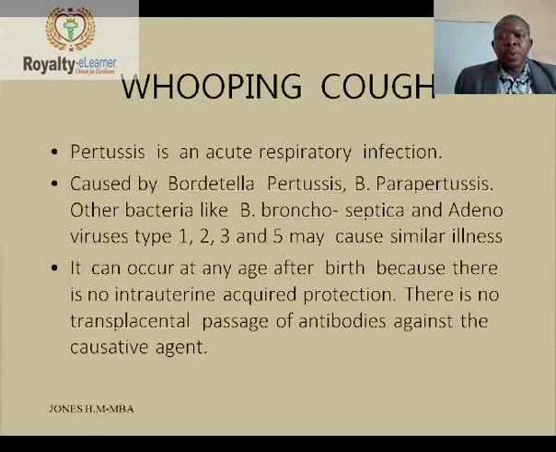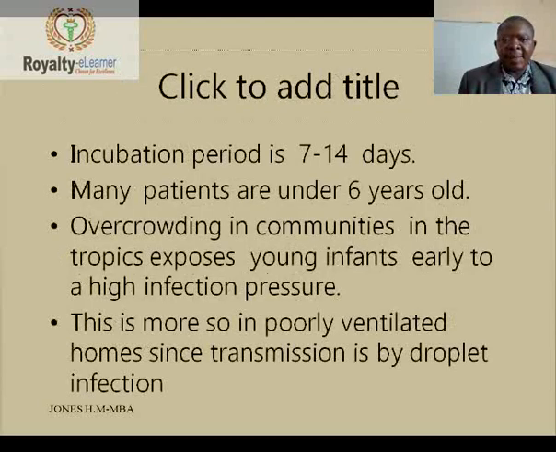So pertussis, also called whooping cough, is an acute respiratory infection. It is caused by Bordetella pertussis, Bordetella parapertussis, and other bacteria like Bordetella bronchiseptica, and adenovirus types 1, 2, 3, and 5 may also cause a similar illness. It can occur at any age after birth because there is no intrauterine acquired protection. There is no transplacental passage of antibodies against the causative organism either. So that's why this infection may occur even if the mother was immunized against it.